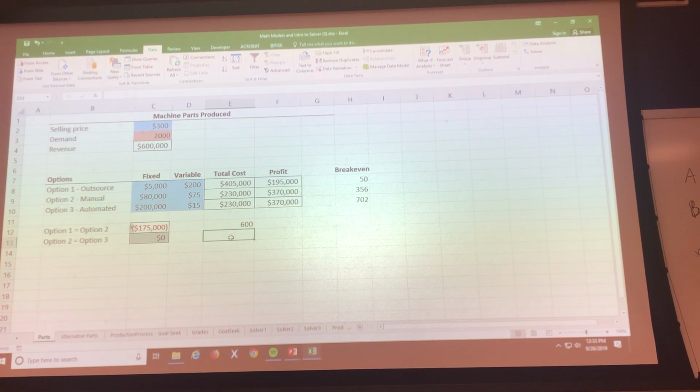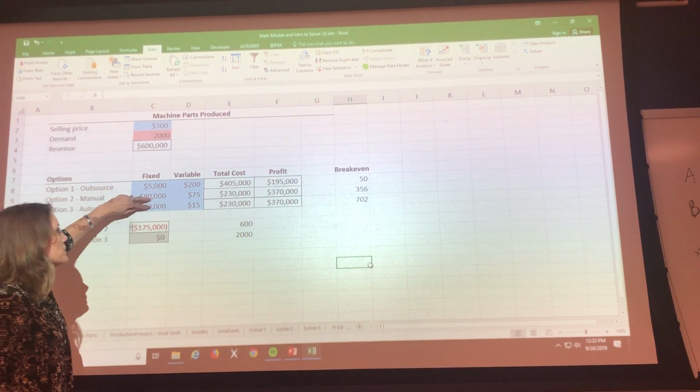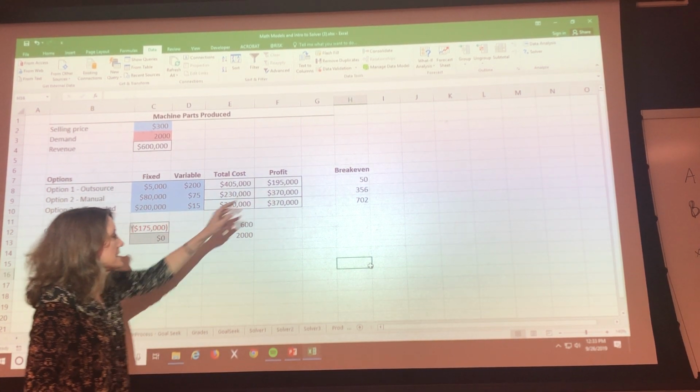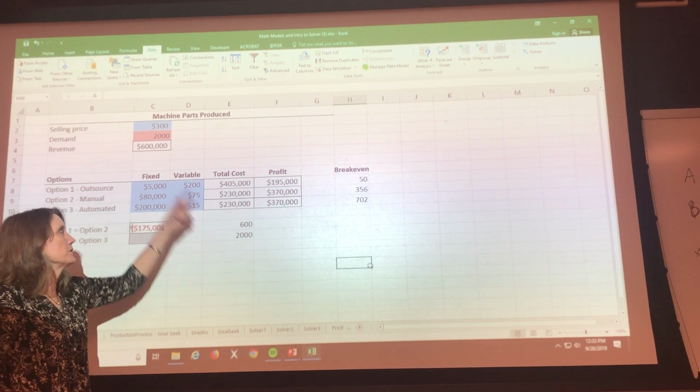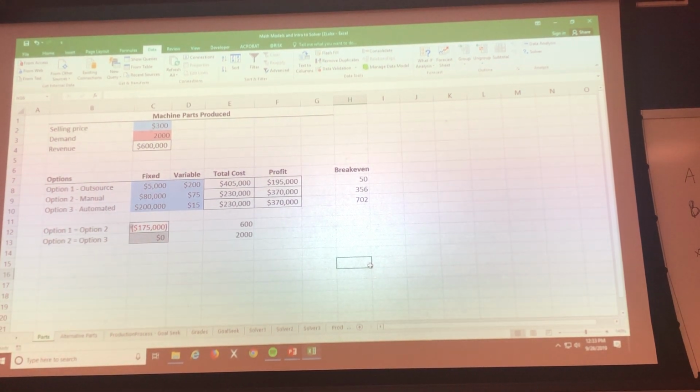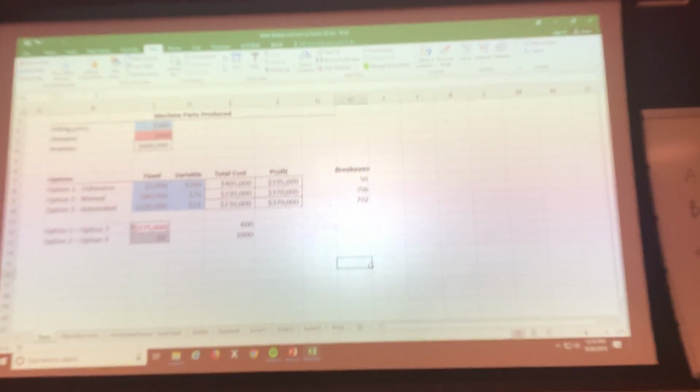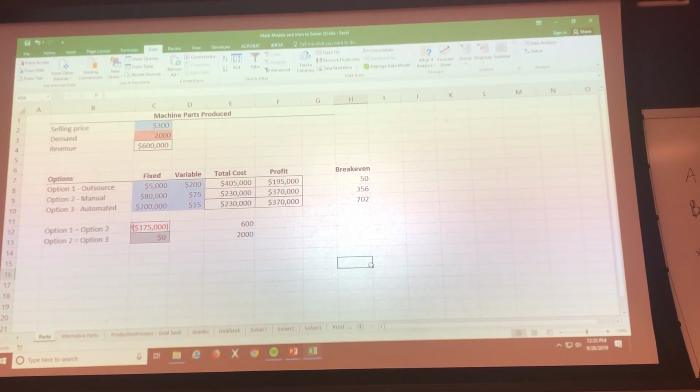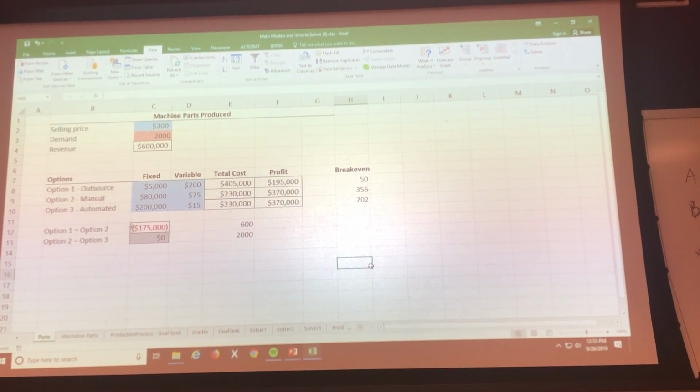Click OK. And we discover that it actually takes getting as high as 2,000 in order to give you the exact same profit, therefore 0 difference between the two. It takes till you get to the 2,000. So while those first 3 numbers over there were independently telling you where each of those options broke even, these numbers are now giving you more information of how you would know when to switch between options.